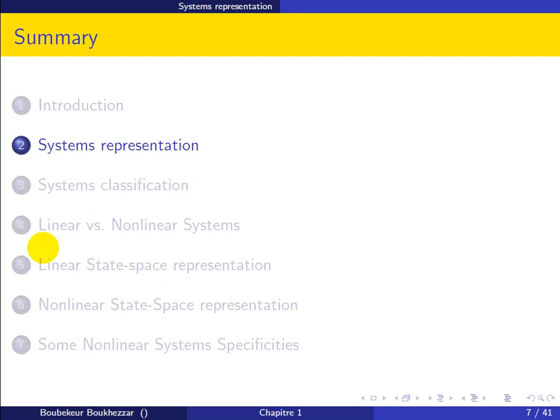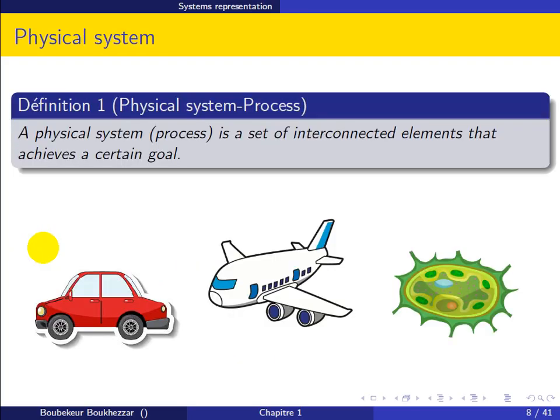We'll recall some concepts about system representations. So what's a system, what's a physical system, and what's a process? We call a system or a physical system that we want to control a process. Generally, physical systems are complex ones composed of a set of interconnected elements that achieve a certain goal.